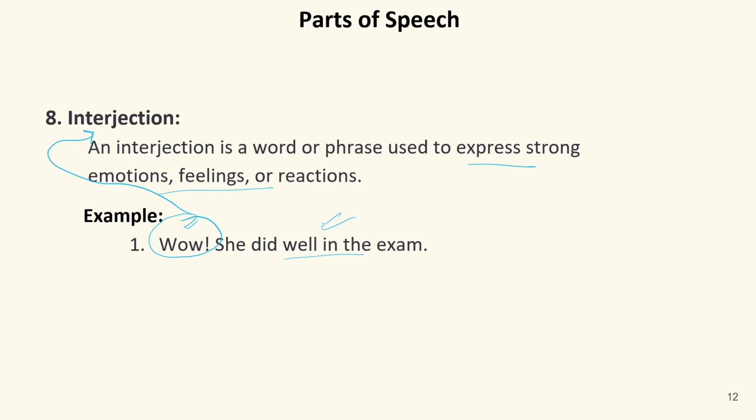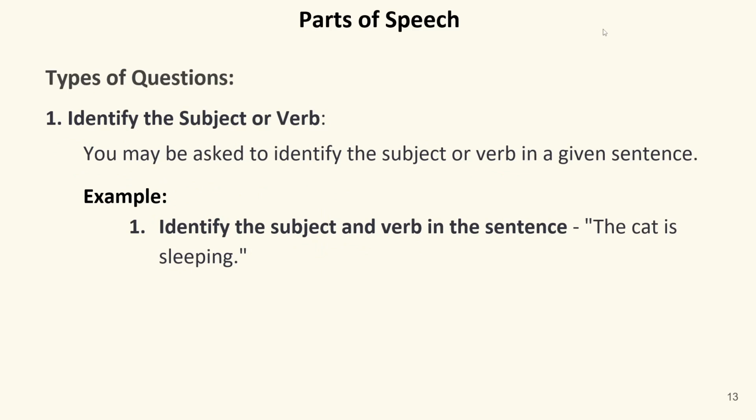Now let us discuss one exercise or some examples related to this chapter. So, the types of questions that you may encounter when you are taking your exam. First, we have the question like identify the subject or verb. Now you will be given a sentence and you will be asked to identify the subject or the verb in the sentence. Now subject is actually the doer of action and verb is the action. So let us discuss this with an example.